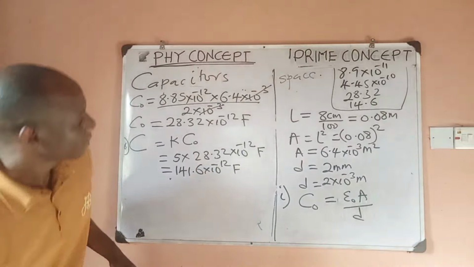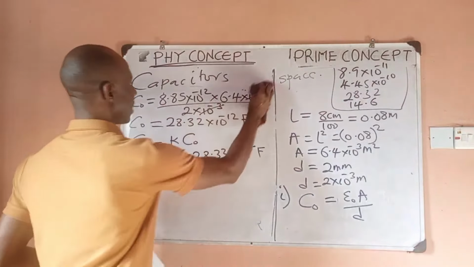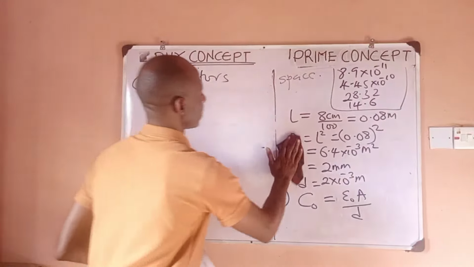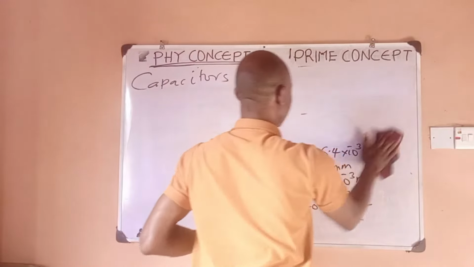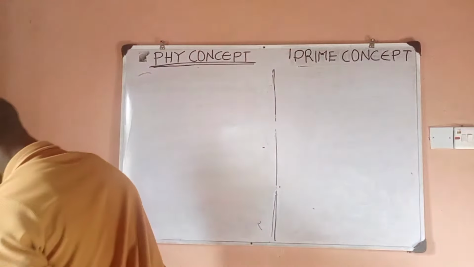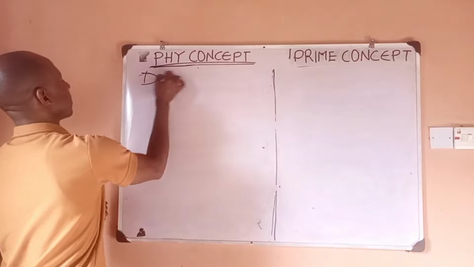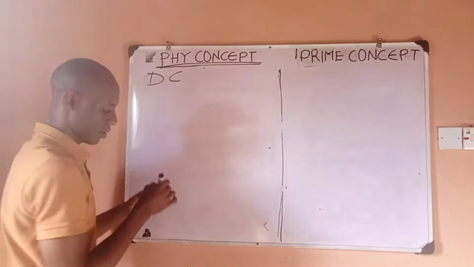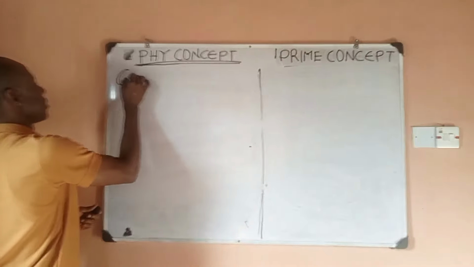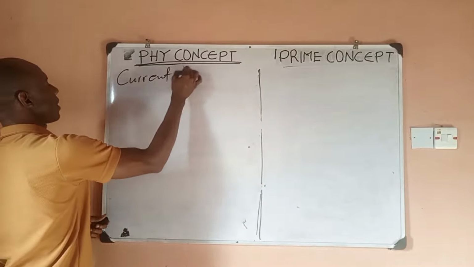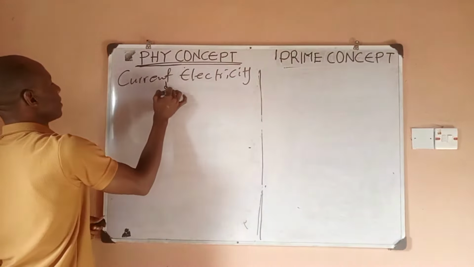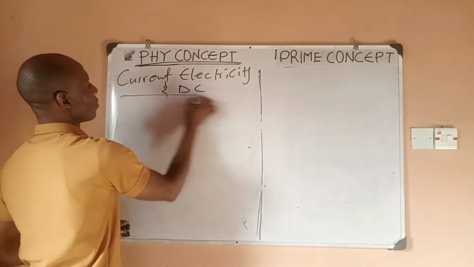Yes. Thank you. So I think we are done with capacitors. So let's save the time. Let's get to direct current. I've summarized capacitors already. So we want to look at DC, direct current. Let's say we combine two topics quickly: current electricity and DC. So we combine these two.